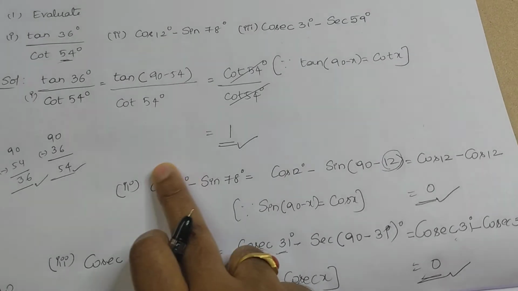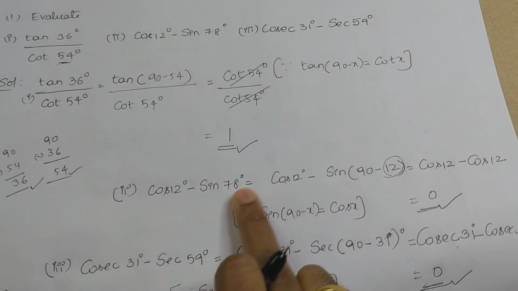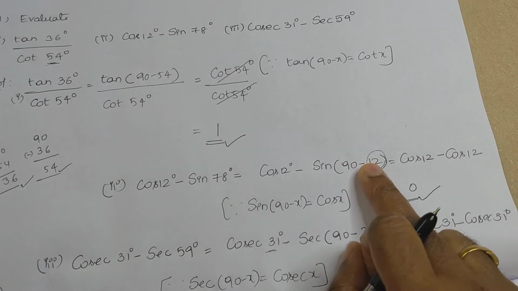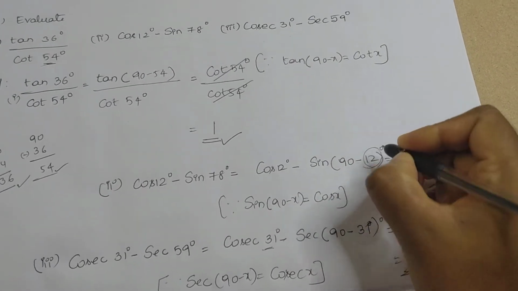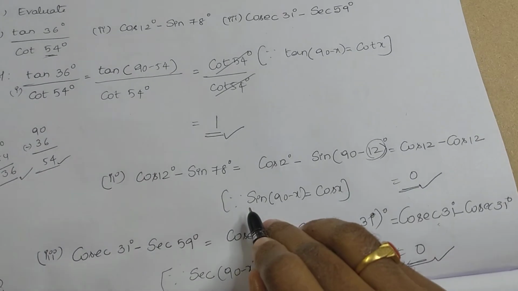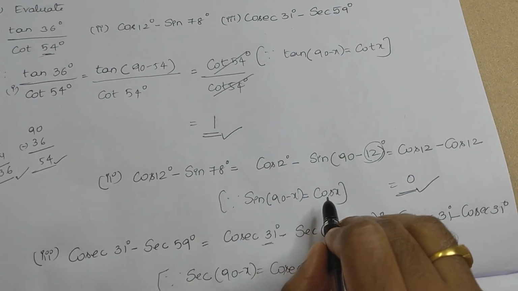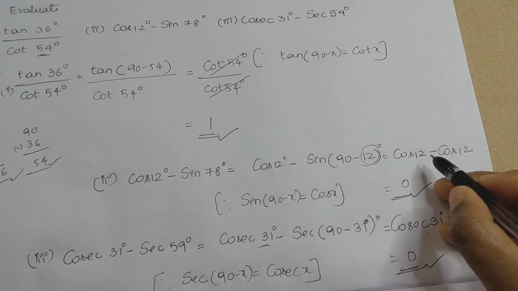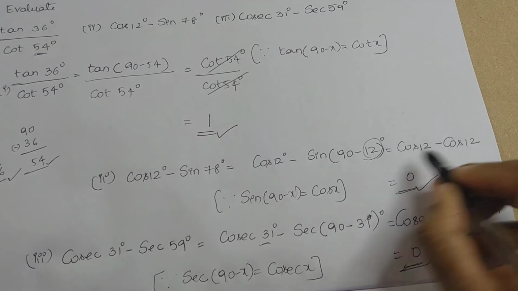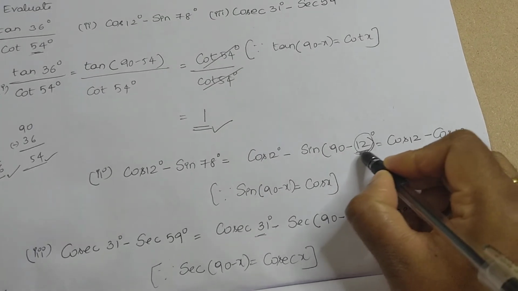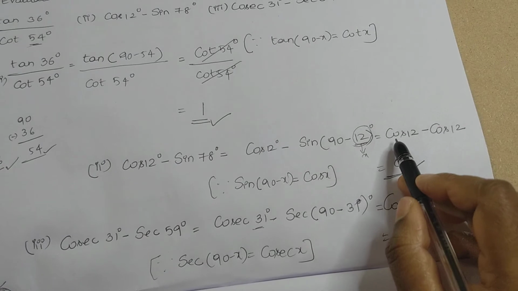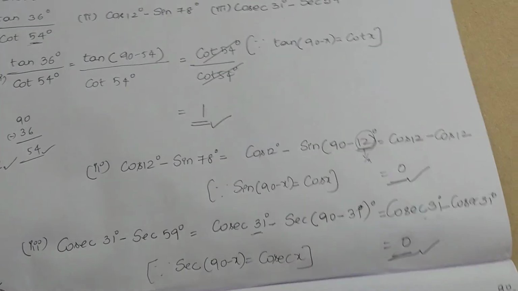Same way, cos 12 minus sin 78. I have put the first term same like that. So sin 78, I have written in terms of sine of 90 minus 12 degrees. What is 90 minus 12? It is 78, right? So I have written it like that. Since sine of 90 minus x equals cos x, what can I write? Cos 12 minus cos 12. Assume this 12 as x, so cos x means cos 12. So cos 12 minus cos 12 is 0.